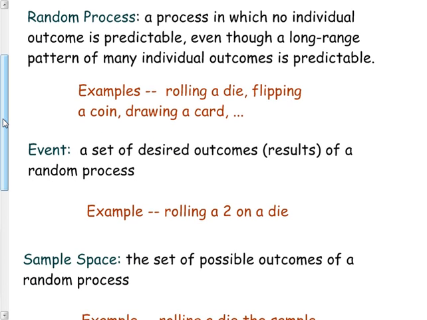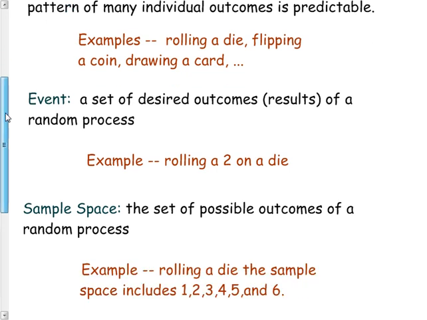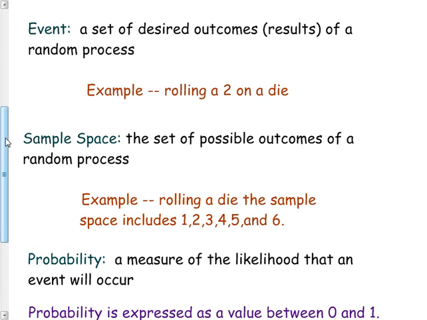So a random process is something where nothing is predictable, like this individual event. If I roll these dice, you don't know what's coming up. It was a 6, by the way. But you could tell over the long run where they were going to go. That's a random process. An event is a set of desired outcomes, something I want to happen. Like if I say I really want a 7 to come up. Oh, please, Mama needs a new pair of shoes. And it was a 5. I lose. That's an event, something that's going to happen.